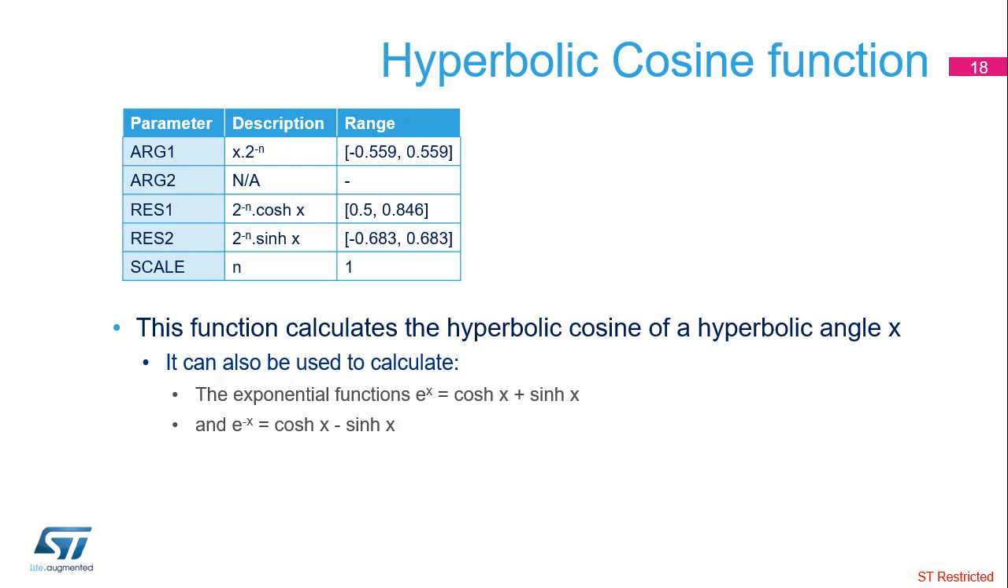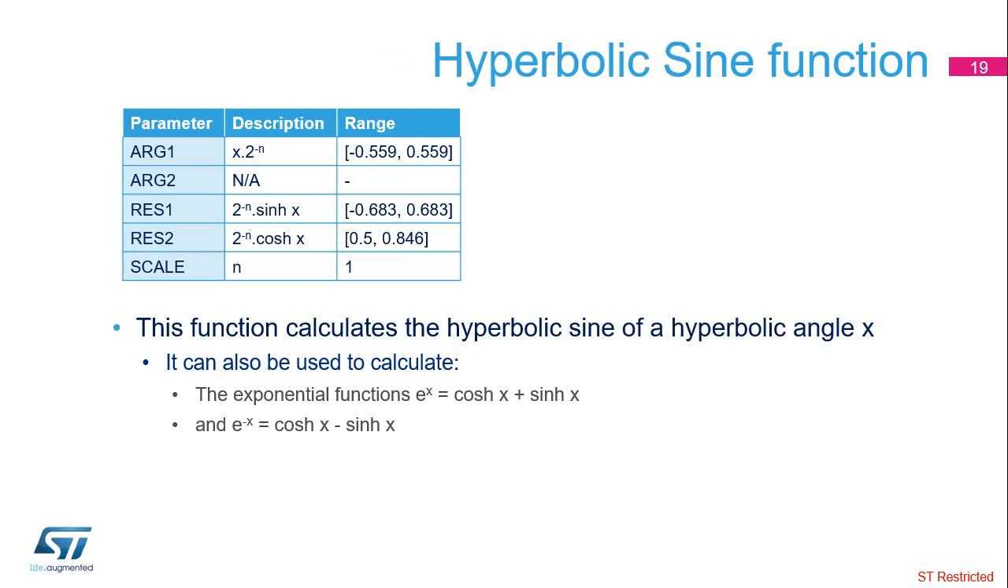The secondary argument, arg2, is unused. The primary result, res 1, is the hyperbolic cosine cosh x. Res 1 must be multiplied by 2 to obtain the correct result. The secondary result, res 2, is the hyperbolic sine sinh x. Res 2 must be multiplied by 2 to obtain the correct result.